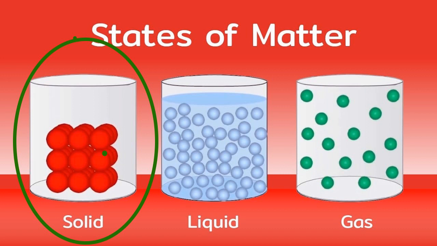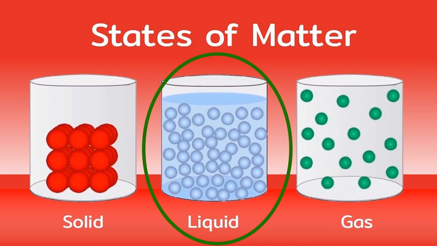A solid is matter that has a definite shape and volume. Volume is the amount of space an object takes up. The particles of a solid are close together. They stay in the same place. They vibrate in place.